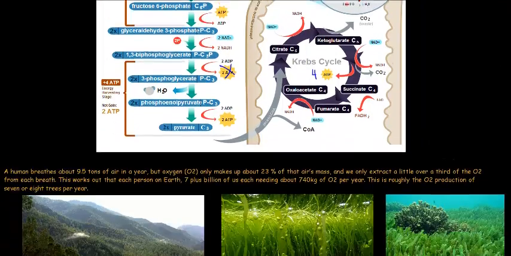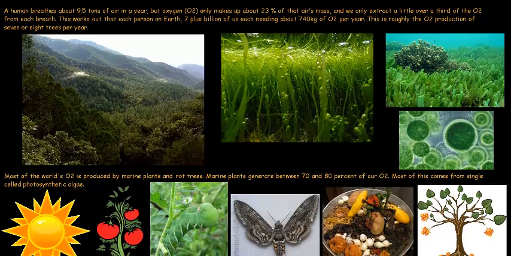And then the last thing, humans breathe about 9.5 tons of air a year, but oxygen, O2, makes up only 24% of that air's mass. We extract a little over 1/3 every time you inhale a lungful of air. You exhale 2/3 of that oxygen back out. So this works out so that each person on Earth, 7 billion plus as of last year, needs about 740 kilograms of oxygen a year.